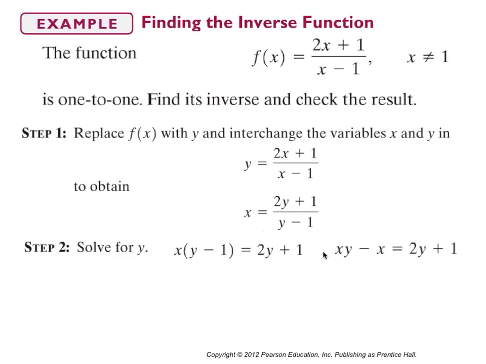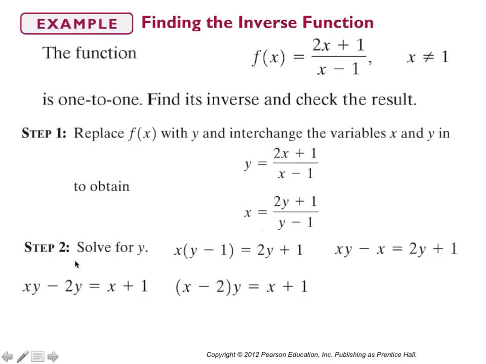And then what you want to do is get everything that has a y attached to it on one side and everything else on the other side. So in this case, we move the 2y to the left-hand side, so it's with this xy, and we move this negative x to the other side, so it becomes a plus x. So we've taken everything that's attached to y and moved it to the left-hand side, and everything else we've put on the right-hand side.